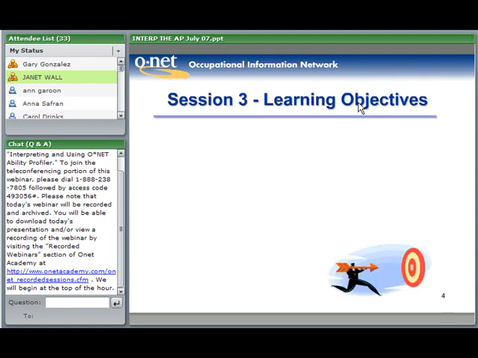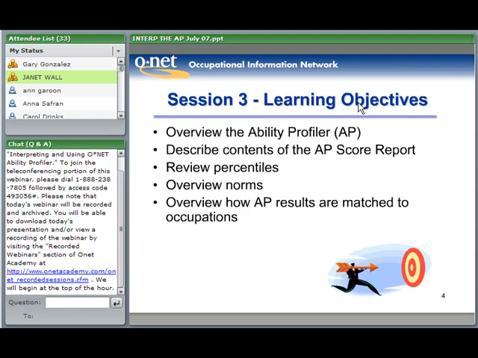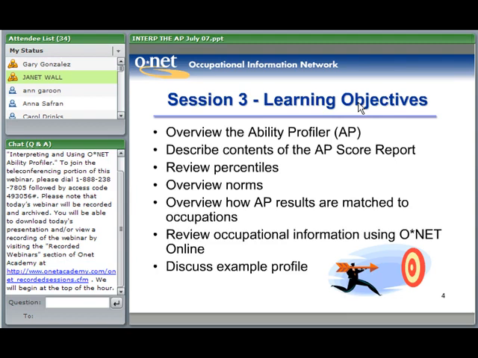The objectives that I have for today are to provide an overview of the Ability Profiler, to describe the contents of the score report, review percentiles, overview how the norms were developed, and how the Ability Profiler results can be matched to occupations, and then review occupational information using ONET Online and to take a look at example profiles that one might return from having your Ability Profiler report generated.